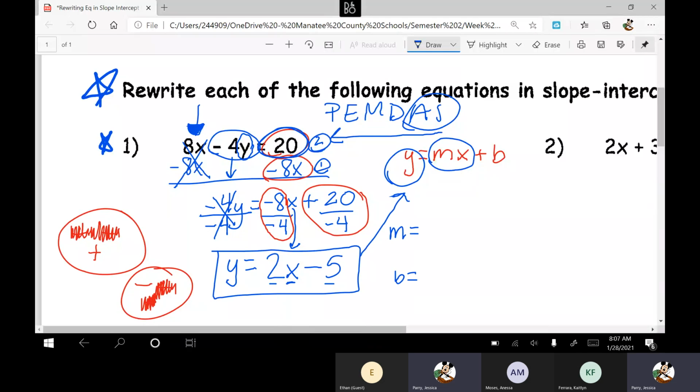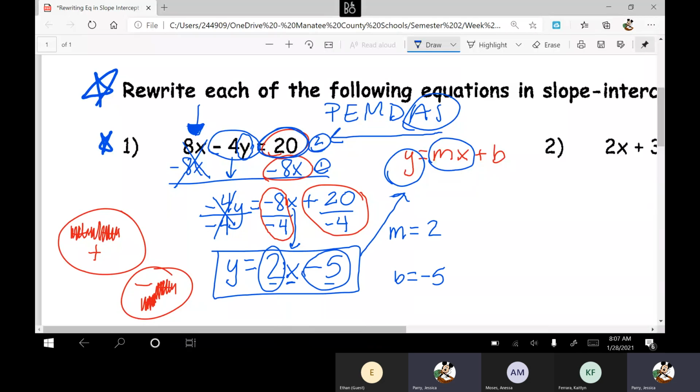So we're going to look and see what's in the same spot as m. That's the number in front of x. And for this one, that's a positive 2. And then we're going to look and see what's in the same spot as b. That's the number after x. And for this one, it's negative 5.